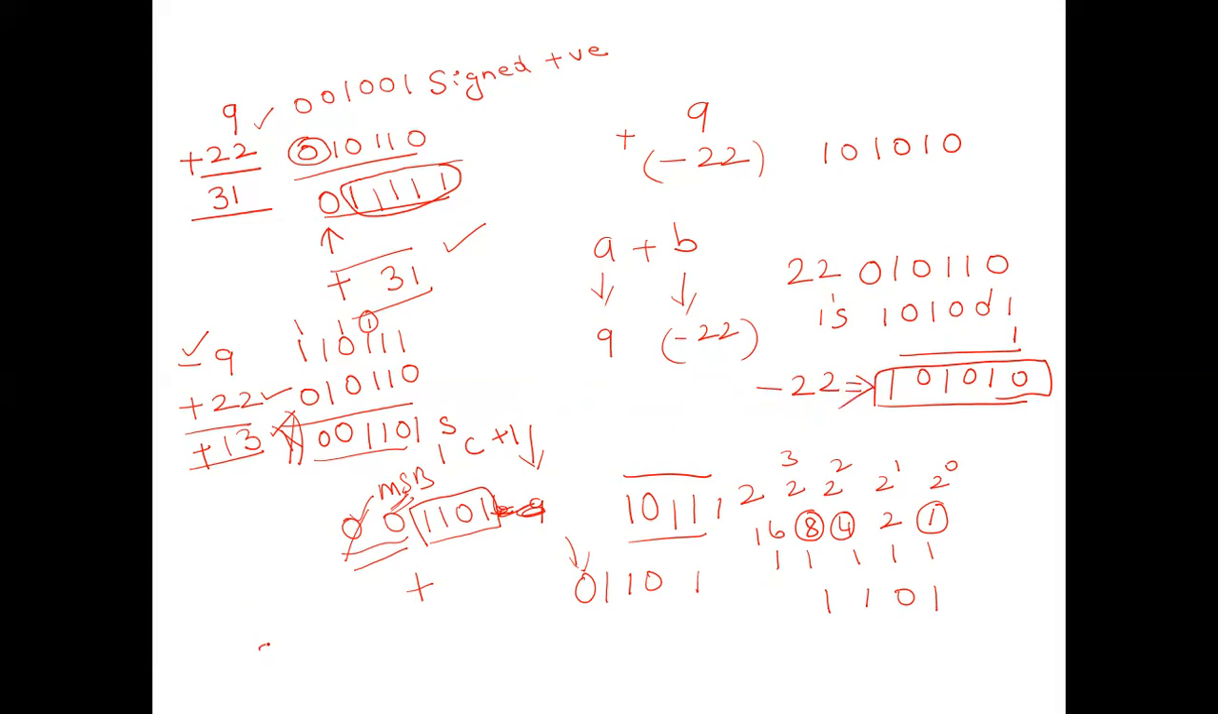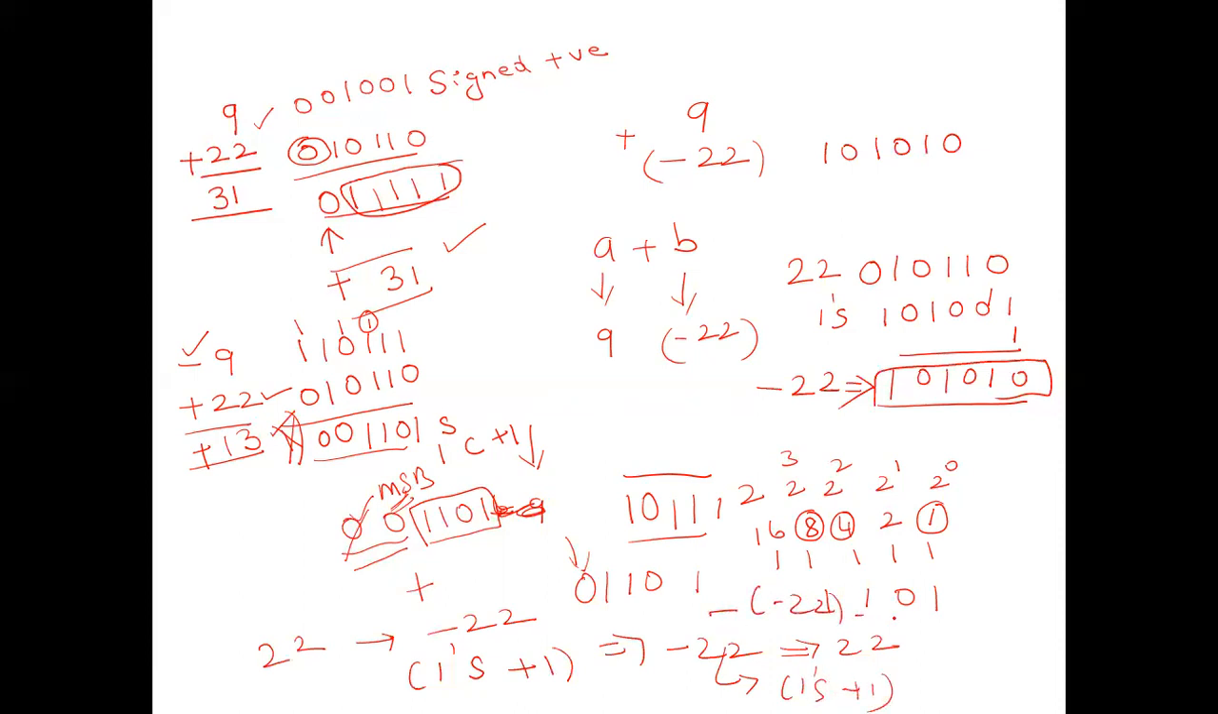The meaning is, 22 is converted to minus 22 by taking 1's complement plus 1, or minus 22 is converted to plus 22 by again taking 1's complement plus 1. The meaning is minus of minus 22 becomes 22. So whatever the thing, you can convert it from one form into another form.